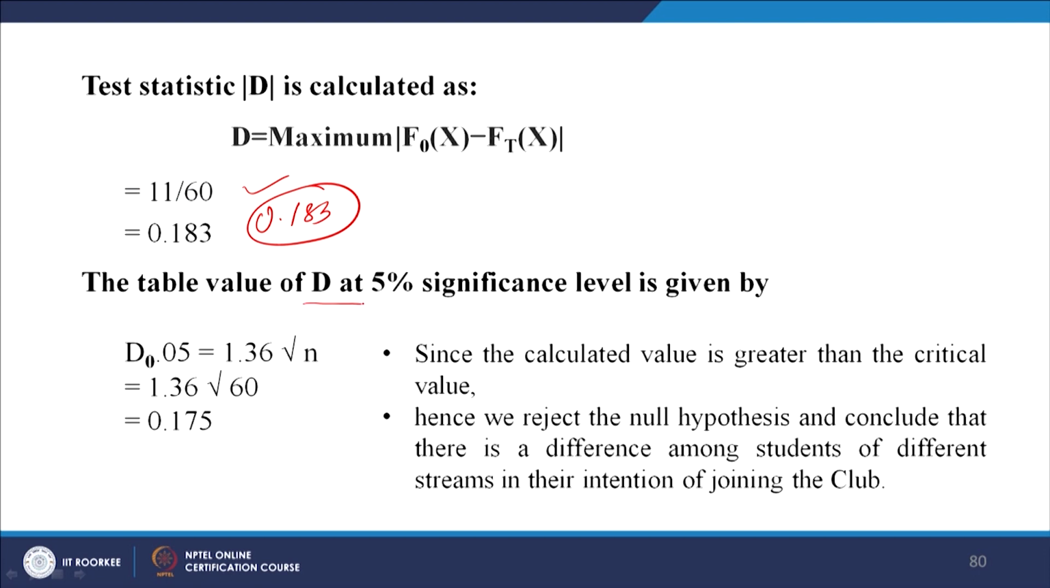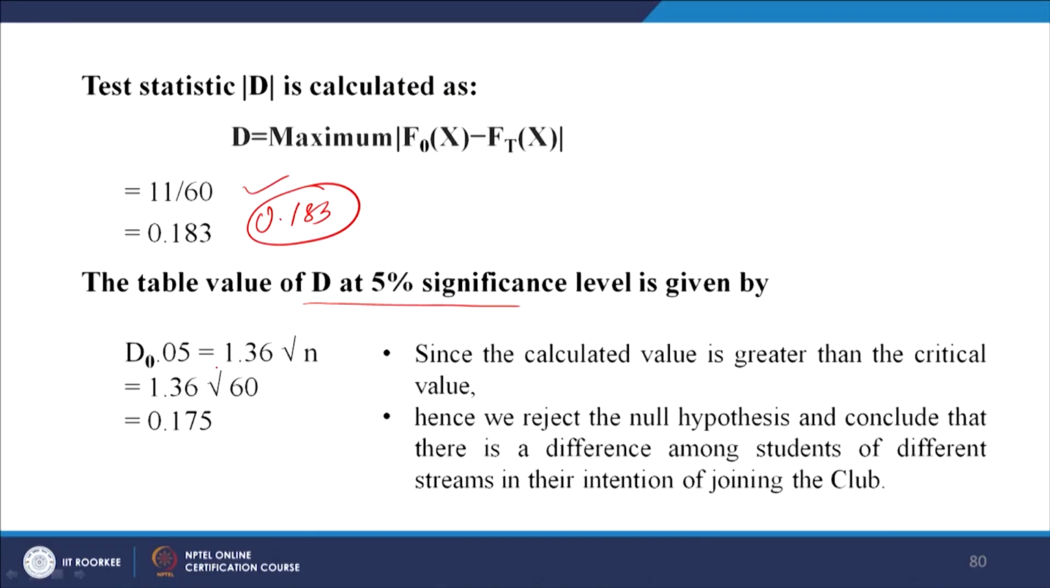Now, the table value of D at the 5% level of significance. The significance level is up to your choice. The 5% level of significance is given by 1.36 upon root n. So, this value comes to be how much? 0.175.